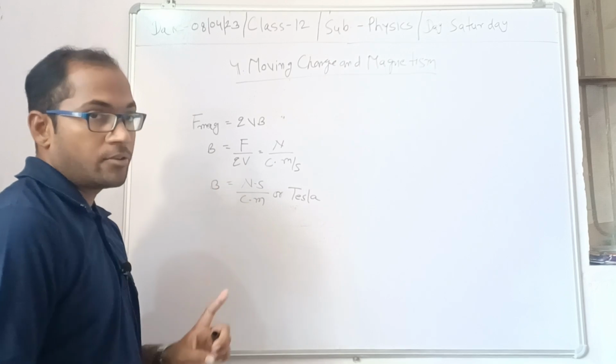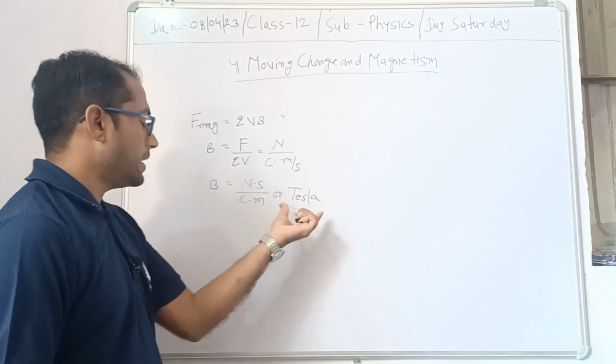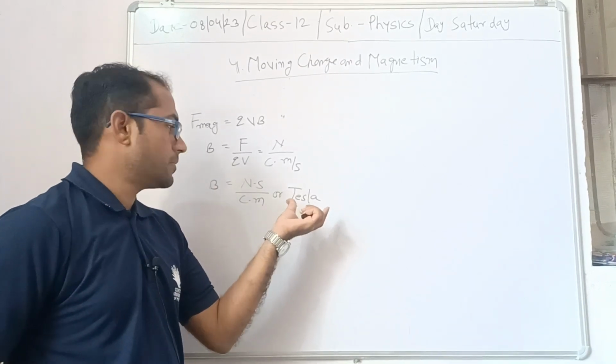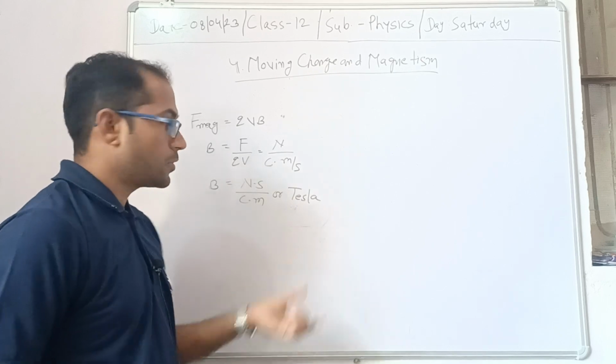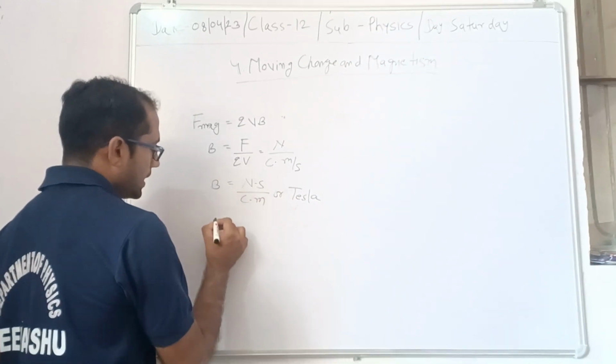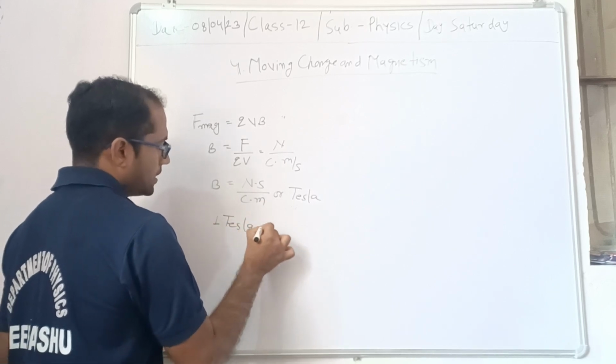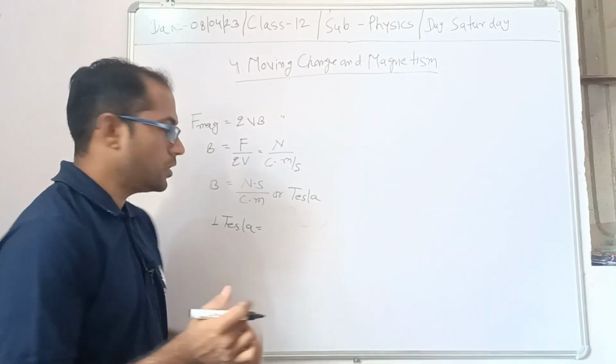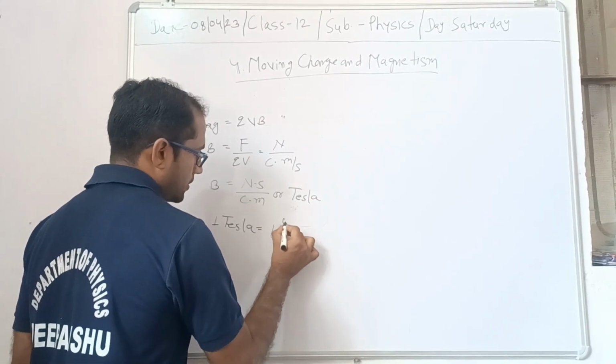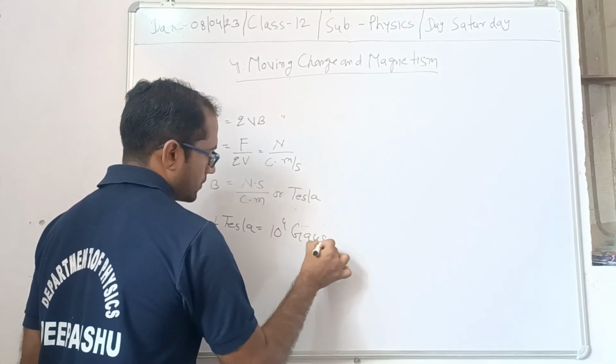Tesla is also the unit of the magnetic field. This Tesla is named after the famous scientist Nikola Tesla. A Tesla is a very big value, so we use a smaller unit, which is the Gauss.